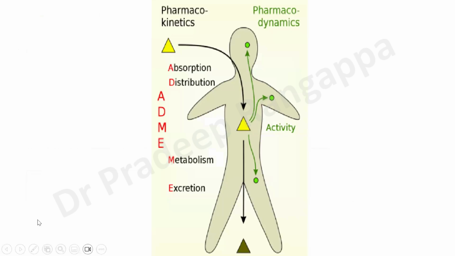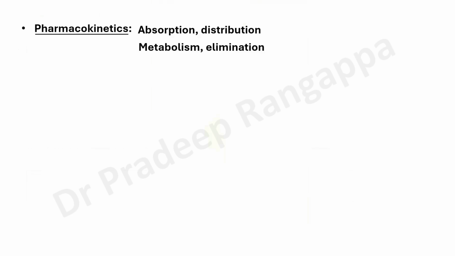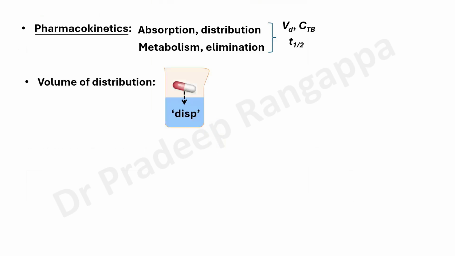As you see, this is a very nice diagram. One needs to remember ADME: pharmacokinetics deals with absorption and distribution of the drug, and pharmacodynamics, the green one, looks at the metabolism and the elimination of the drug. So when we talk about absorption, distribution and metabolism, there are certain terminologies like volume of distribution, total body concentration, and half-life that we need to understand.